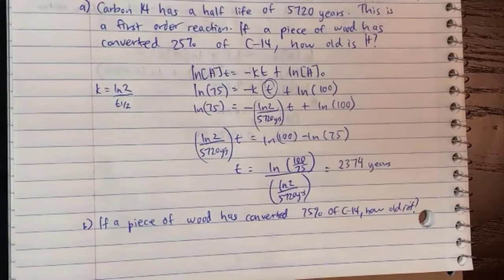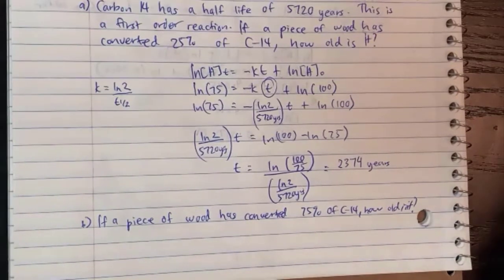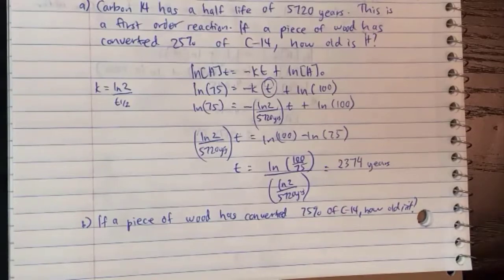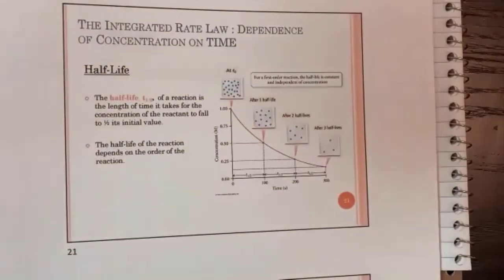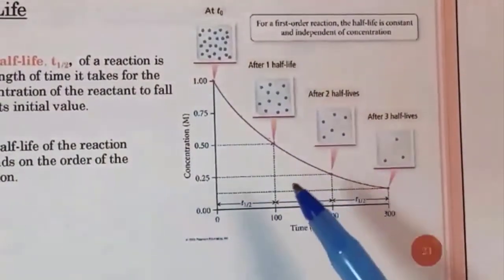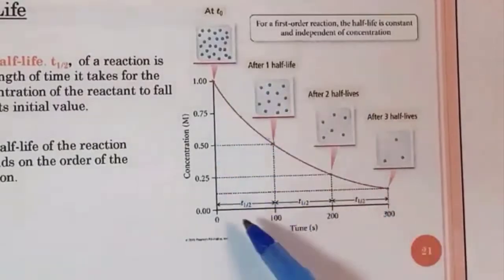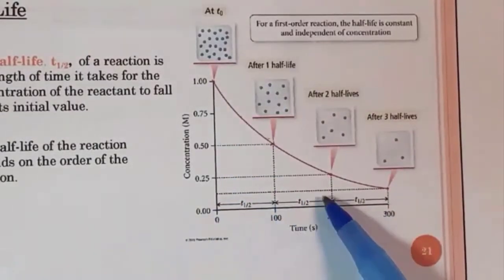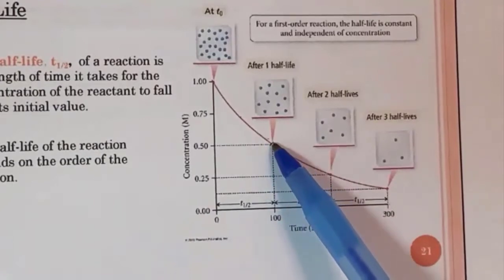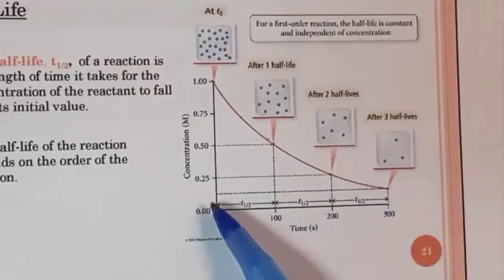Now I want to show you a shortcut, but this shortcut only applies to first order and exactly at half-life times. So I want to take a look at this chart again, slide number 21. Because it's first order, the half-life stays the same, because it's independent of the initial concentration. This is one half-life. That's another half-life, the time it takes to go from 0.5 to 0.25. What's half of 0.25? 0.125. That's another time. So each time you halve it.